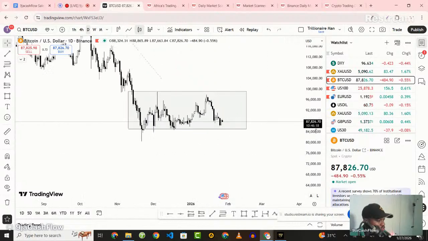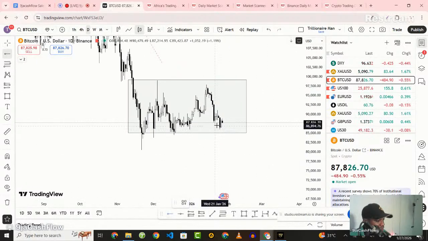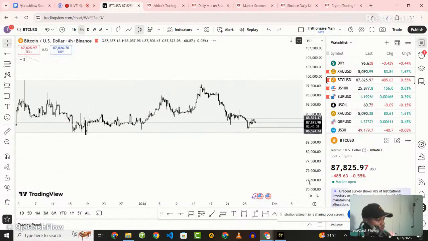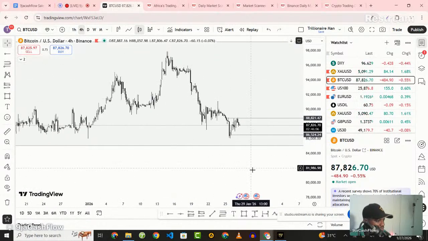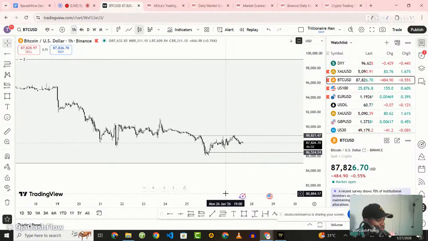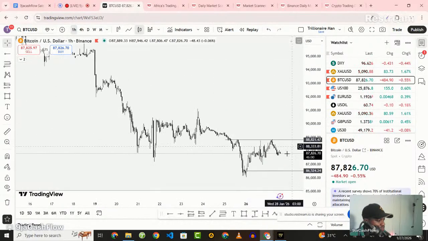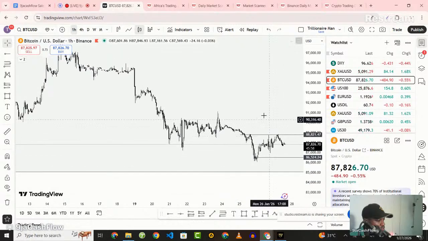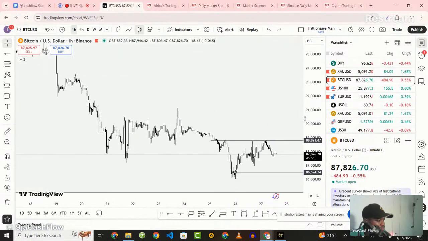So let's highlight our high of the day. Then for the low of the day, we just take yesterday's low. So come to your 4 hour. 4 hour it's also bearish, as you can see. 1 hour it's also bearish. The whole of 1 hour is bearish.